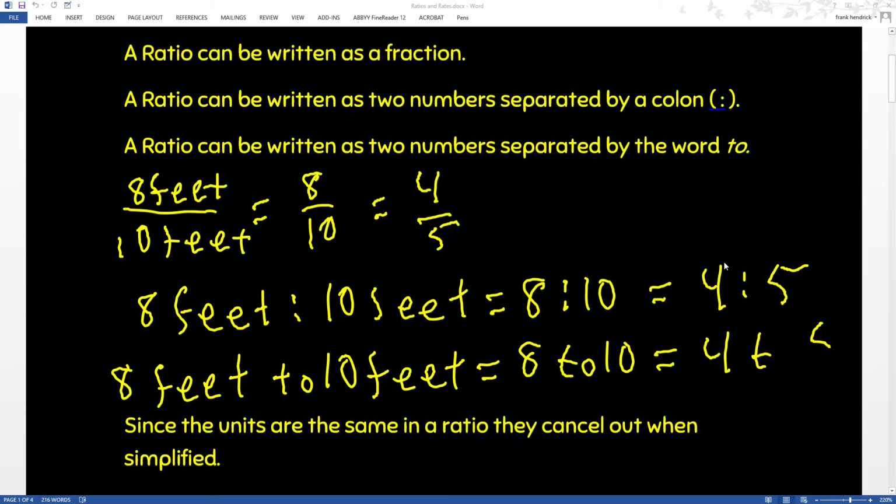You see an example there, 8 feet to 10 feet. Since the units are the same, the units cancel out, and I have 8 over 10, which simplifies to 4/5. It can be written in different forms. It can be 8 feet colon 10 feet, which simplifies to 8 colon 10 or 4 colon 5. Or I could use the word "to," 8 feet to 10 feet. Since the units are the same in a ratio, they cancel out when they're simplified.